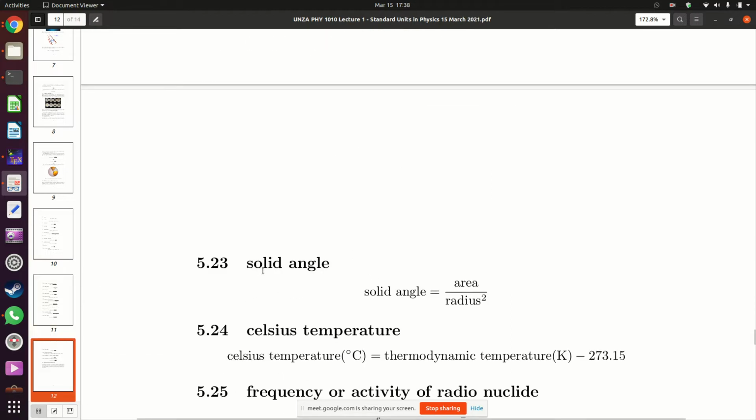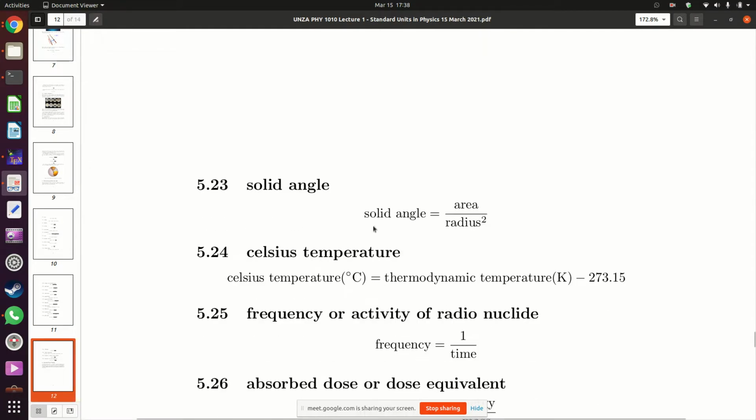Solid angle, on the other hand, is defined based on a ball. You get a football. You select an area on the football, then divide that area by the radius of the ball squared. That gives you what is known as a solid angle. Basically, this is a 3D angle on an area. So solid angle is based on a sphere, on a ball.